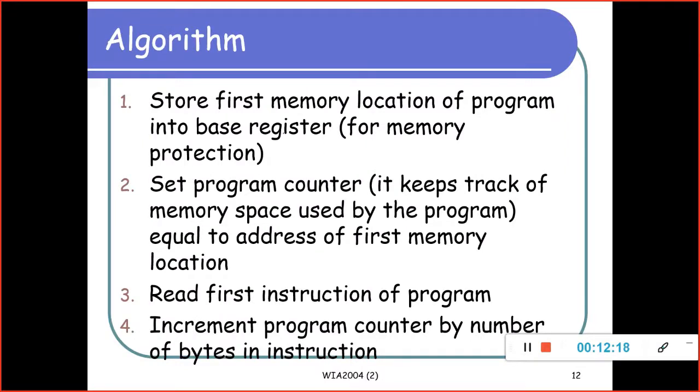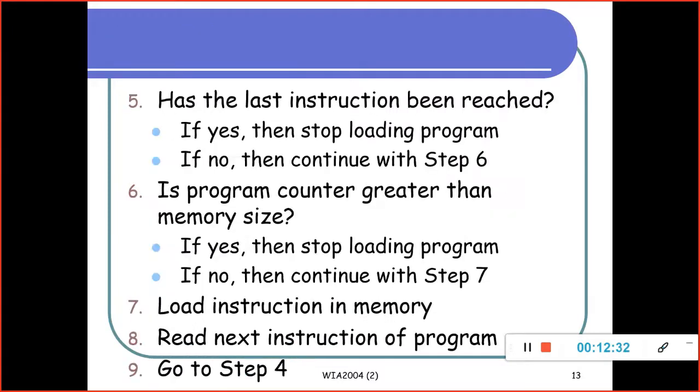So the algorithm: store the first memory location into the base register for memory protection. Set the program counter, which keeps track of the memory space used by the program, equal to the first memory location. Read the first instruction of the program. Increment the program counter by the number of bytes in the instruction.